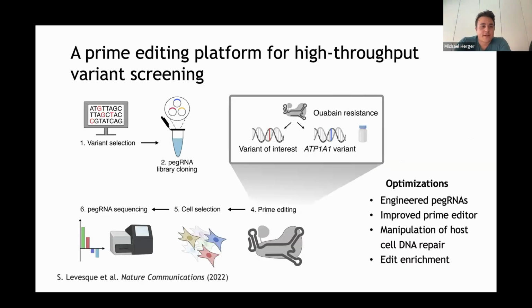We also implemented a co-selection step, or edit enrichment step, in the particular system that we implemented. Together with every variant of interest, we're also installing a variant within the ATP1A1 gene. This specific ATP1A1 mutant confers resistance to a drug called ouabain. Using this strategy, we can enrich cells within the cell pool that have both edits present in the genome using a simple drug treatment.